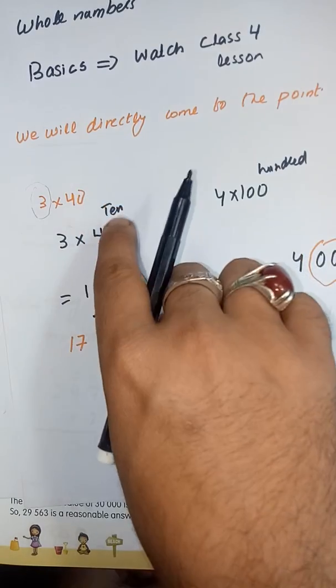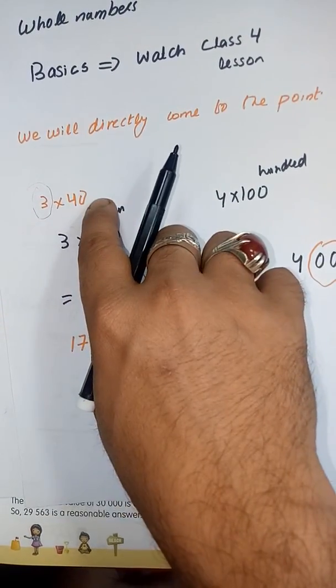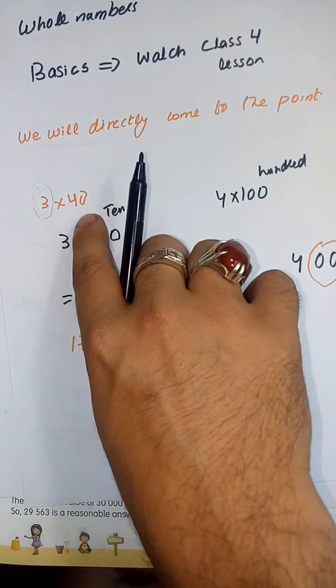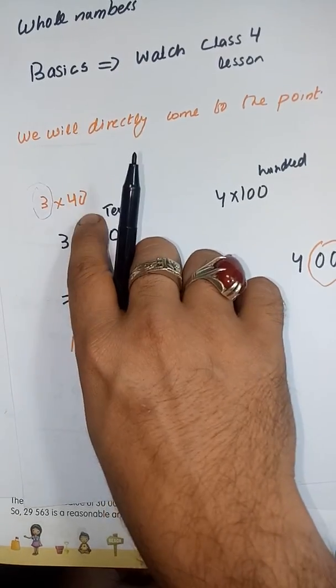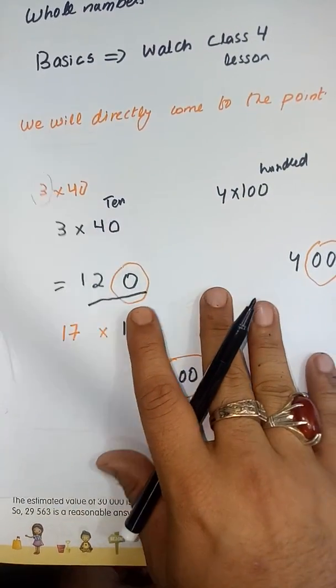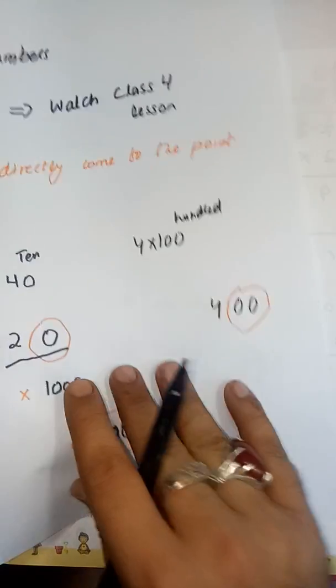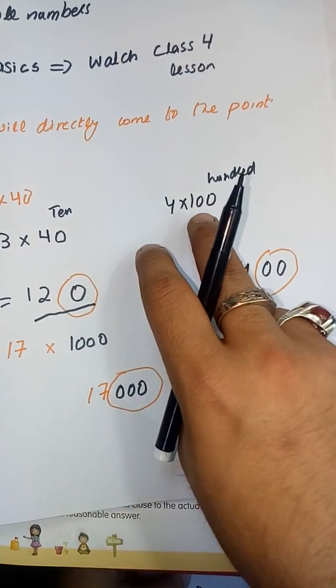Whenever we use 10 with the whole number, we use the 0 as it is. The next number after the 0, we multiply the whole number with it and write it. We'll have the exact answer. Let's do it for 100. As you can see, 4 into 100.